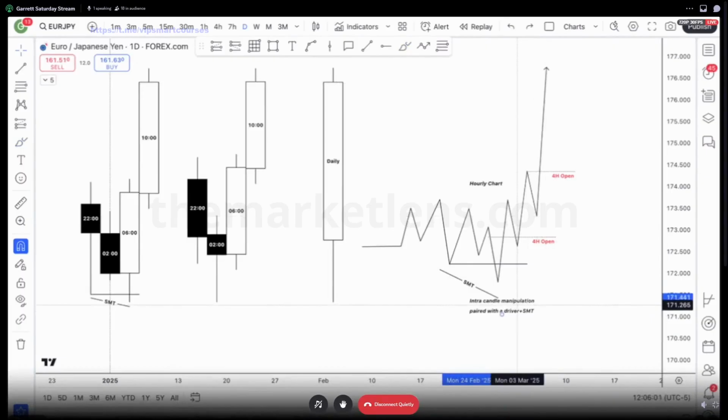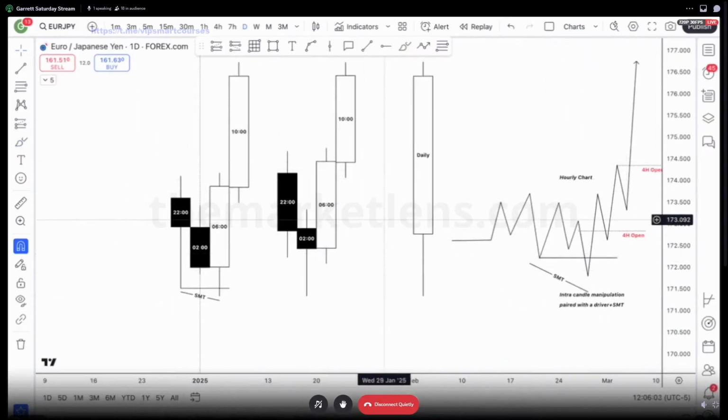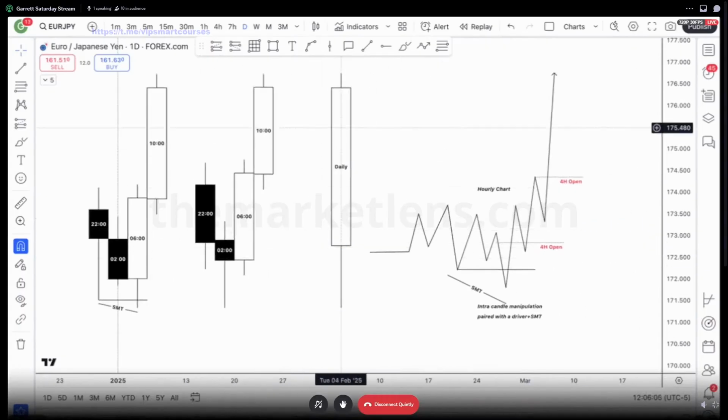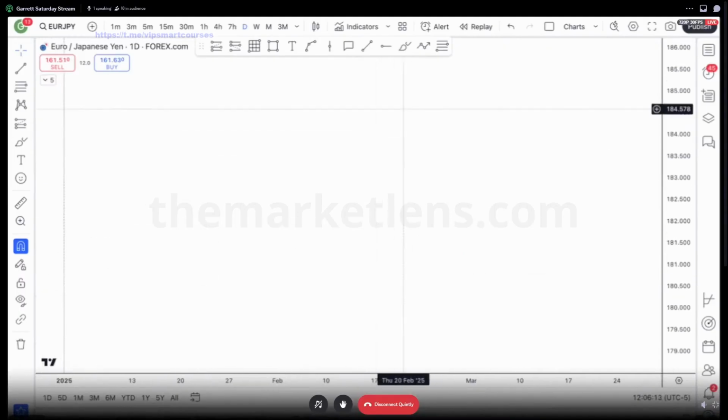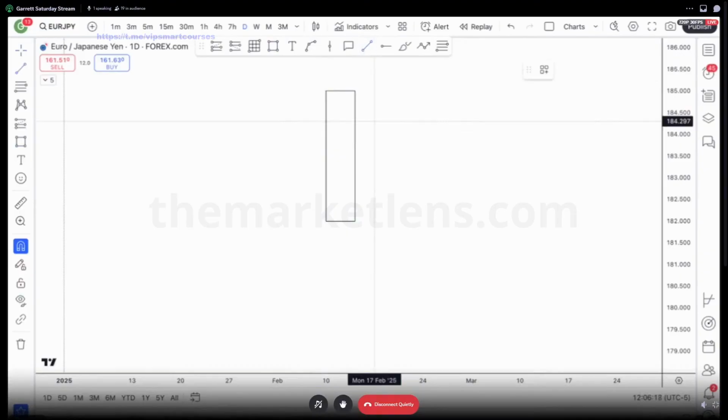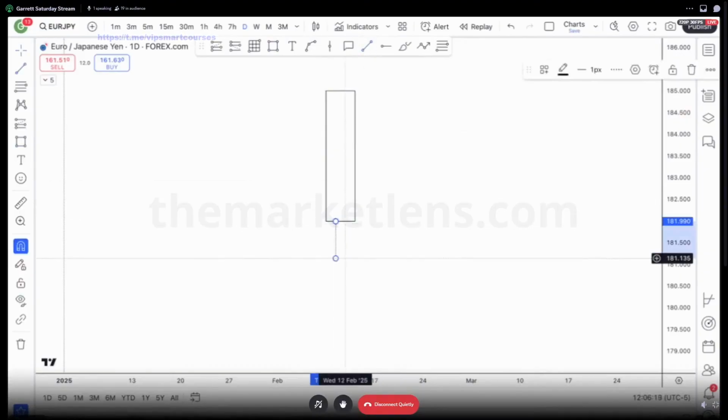So yeah, let's get into some of the different versions of this. First, let's go over how a reversal candle forms and the ones that we can trade, right? So there's really two ways a reversal candle forms. Let me just draw this real quick.